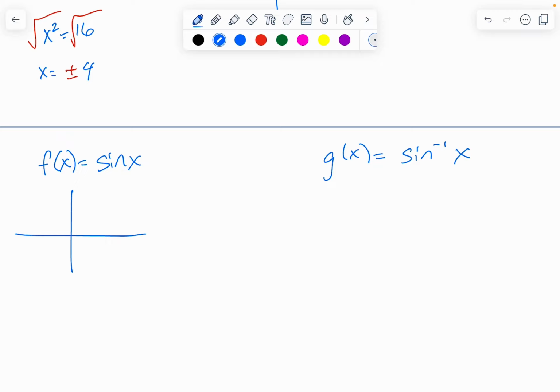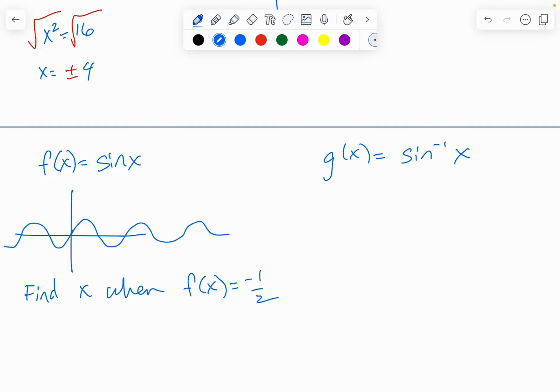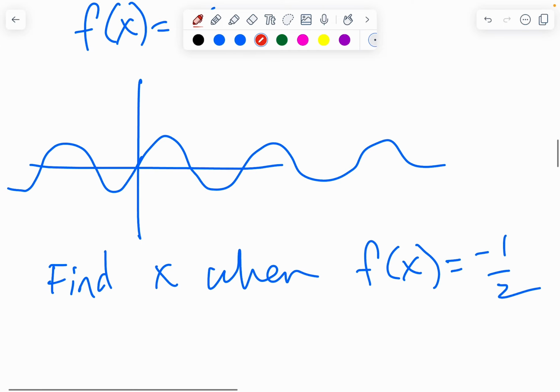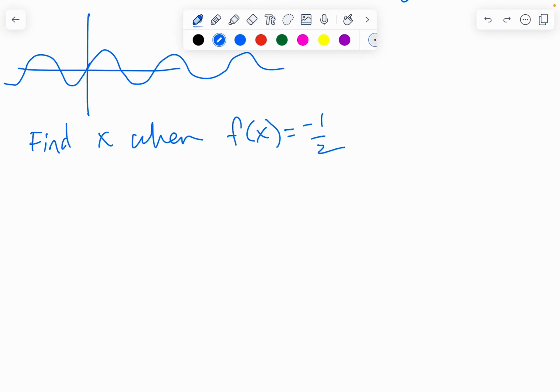My f of x here looks like this, it goes on forever and ever and ever. Well, if I want to find x when f of x equals -1/2, we have infinitely many answers. This is going to look funny. My graph is terrible. But can you see, if I drew it correctly, you would see that every period I'm getting two answers. Why is that? Because I can go around my unit circle as many times as I want.